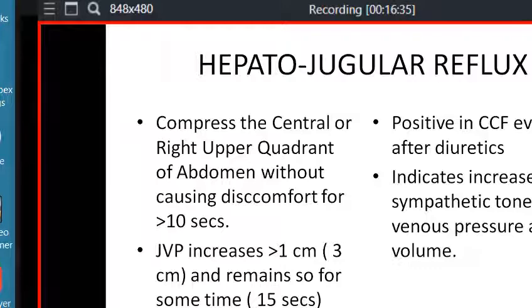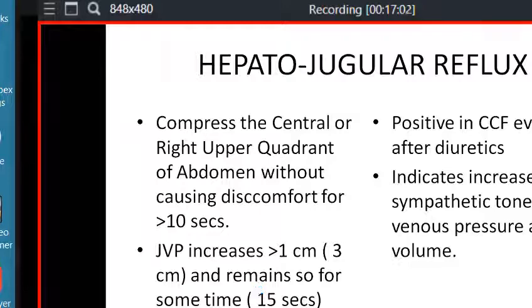But here what happens is, when you press the abdomen, some of the blood regurgitates into the superior vena cava. And then the jugular venous pressure, when you press for more than 10 seconds, increases by more than 1 centimeter, usually around 3 centimeters, and remains so for at least 15 seconds after release.